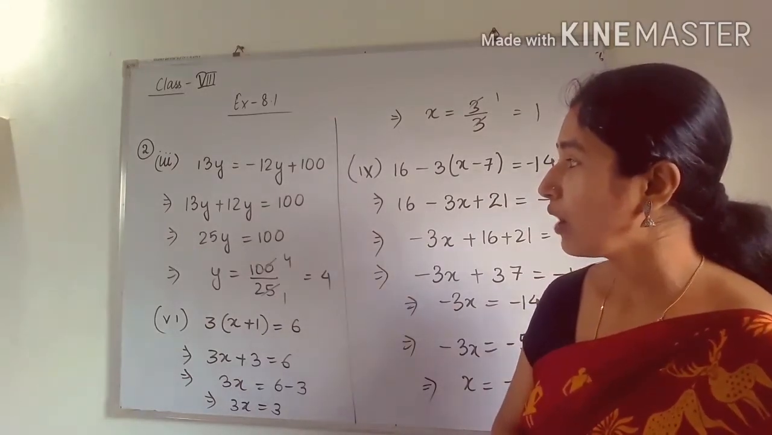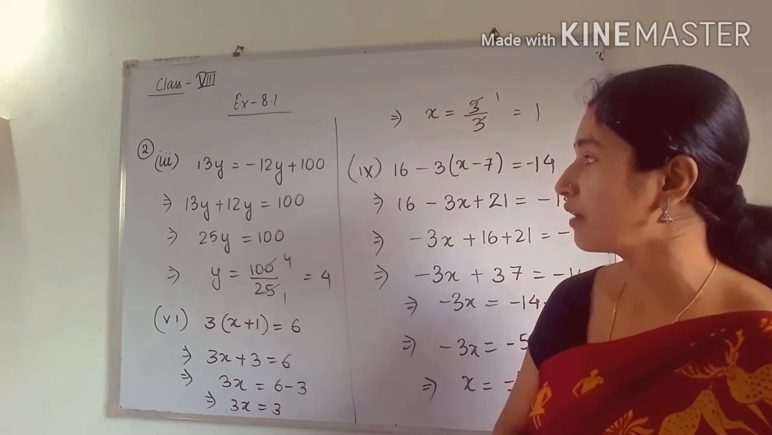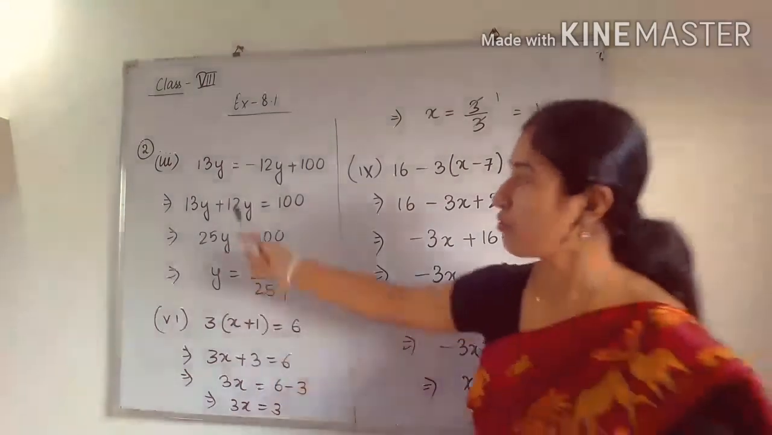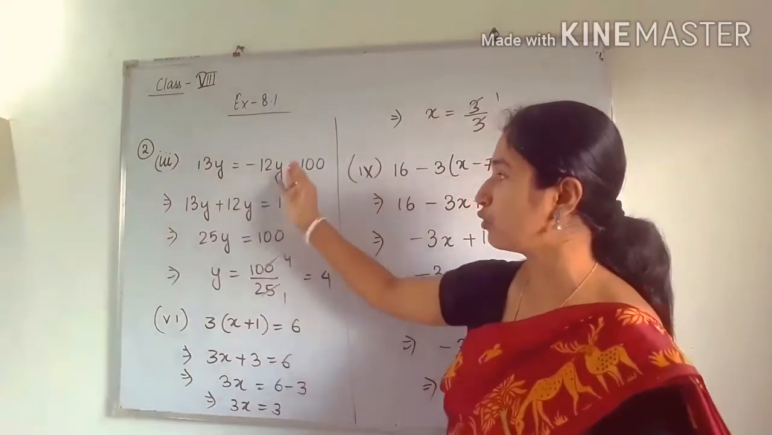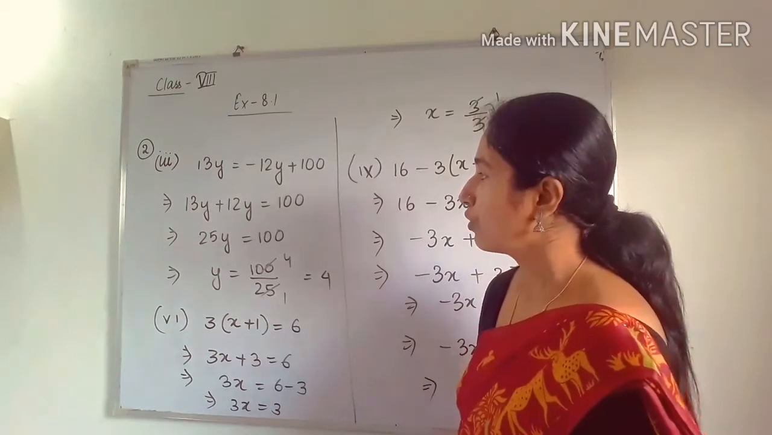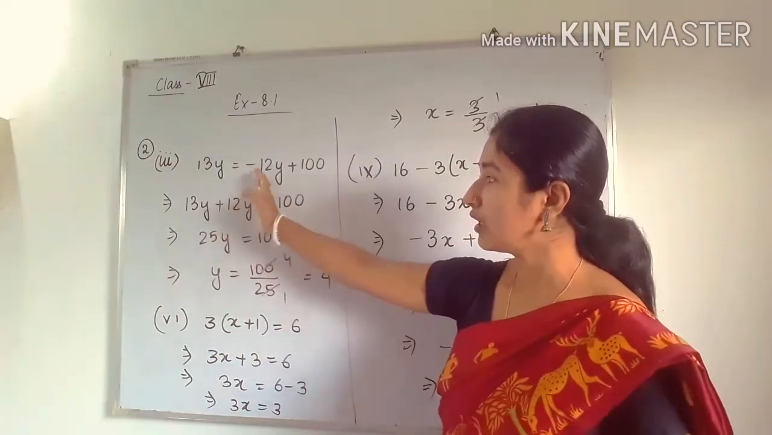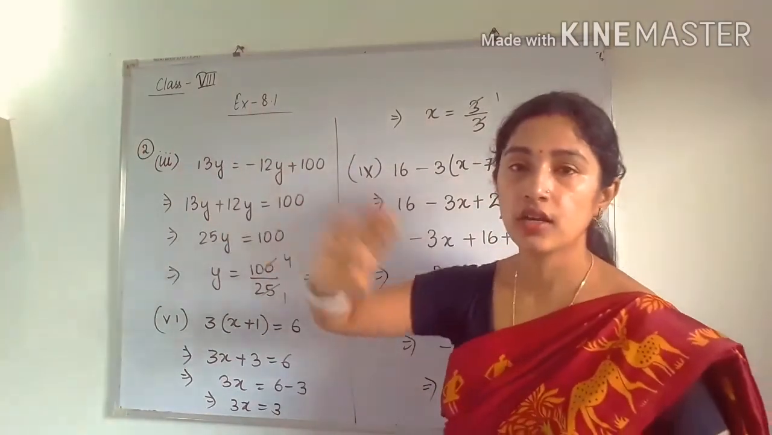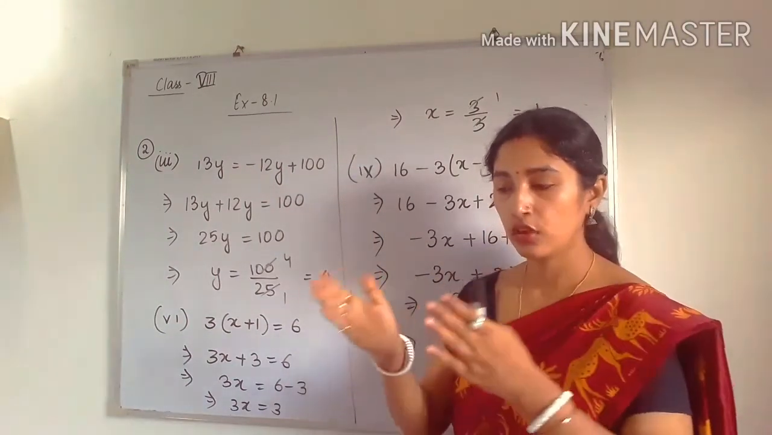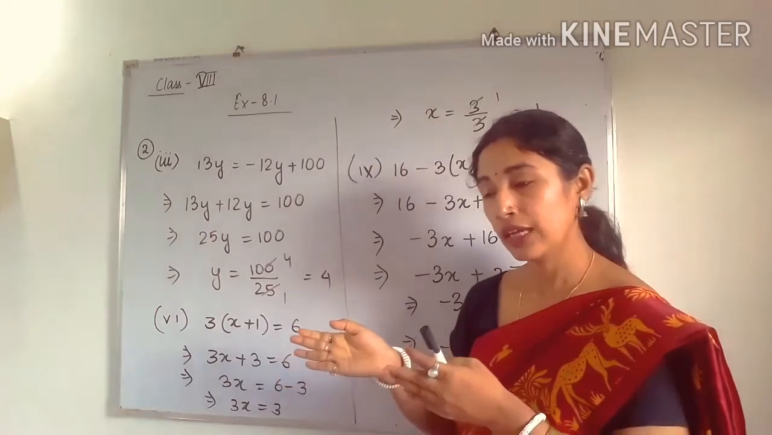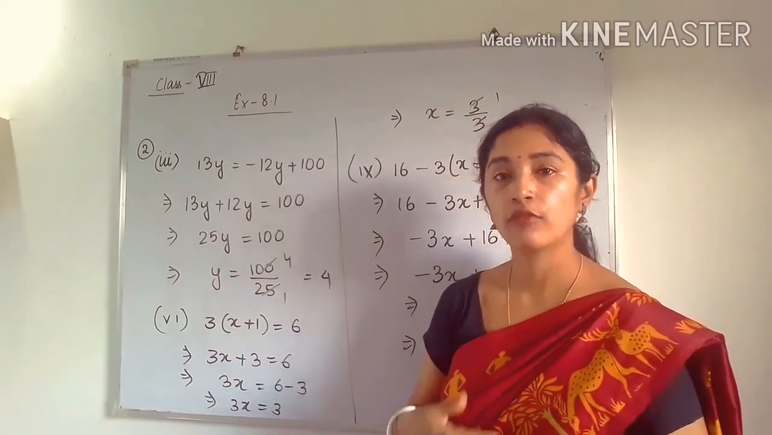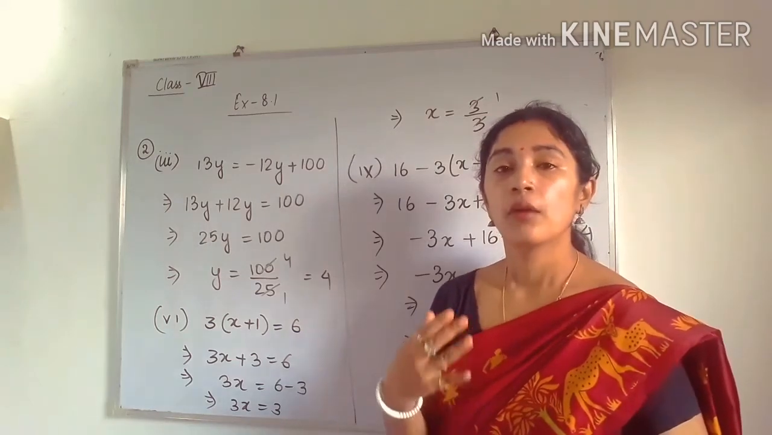See, 13y is equal to minus 12y plus 100. Now we have to collect the like terms. Here the like term is y, both are like. So we have to transfer minus 12y to that side, the left hand side. So it will get added to 13y. You know that you have to change the symbol. If you take a negative integer from one side to another side, then you have to change the symbol. You have to add. Okay, you have to put the plus sign.